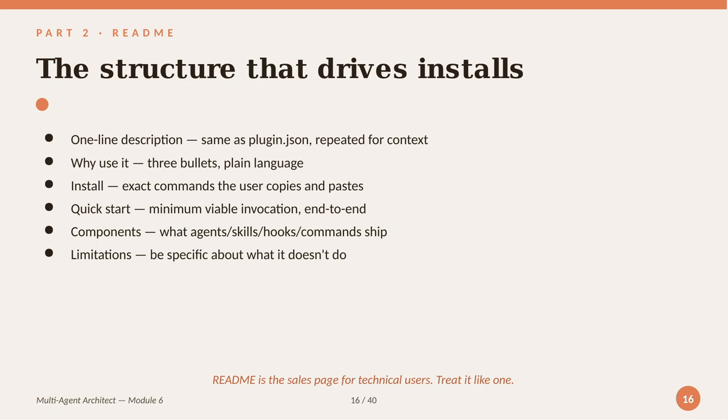Quick start. Minimum viable invocation, end-to-end. The smallest example that demonstrates the value. If Quick Start needs more than 5 lines of setup, your plugin is too complex for first impressions. Components. What agents, skills, hooks, and commands ship. One line each. Lets the user understand what they got and what to invoke next.